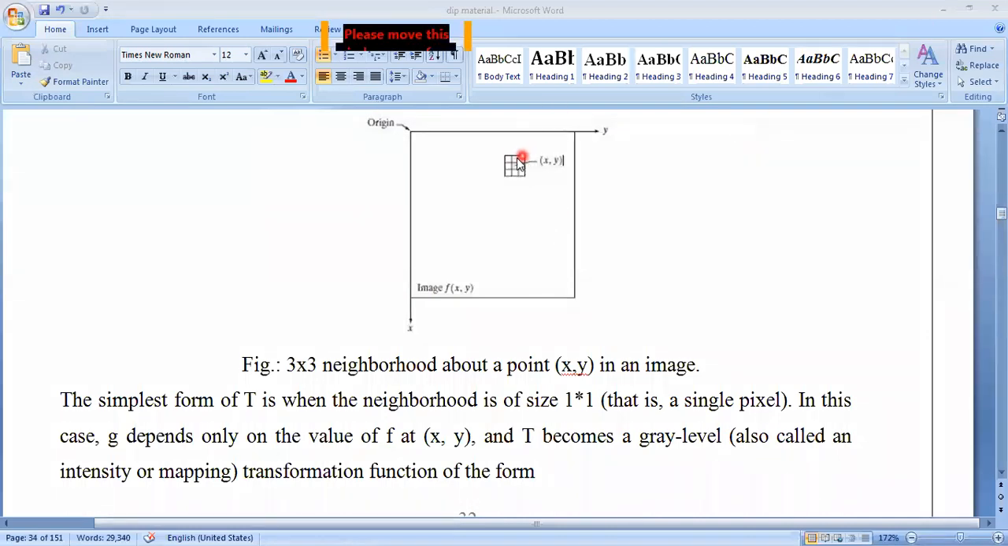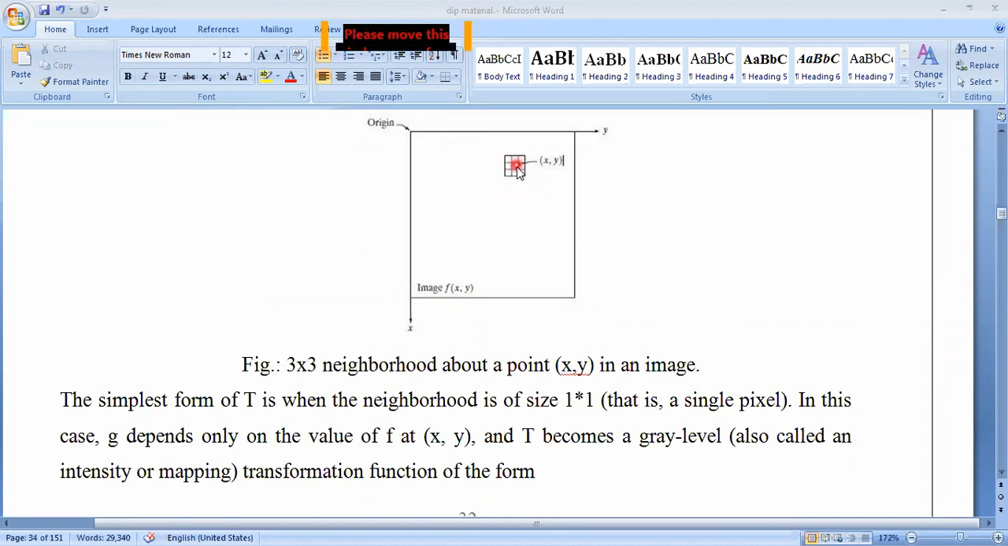Now we consider this mask. This mask is a filtering mask. It may be averaging, low pass, high pass, or median. It is scanned row wise, like this, like this, over the entire image. So the operation is performed for each mask position.